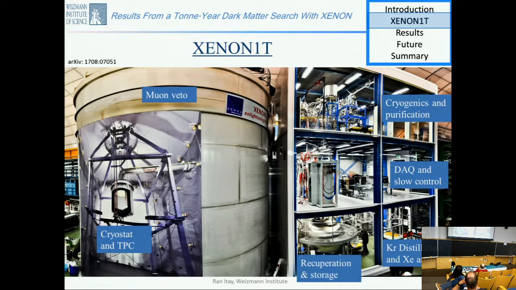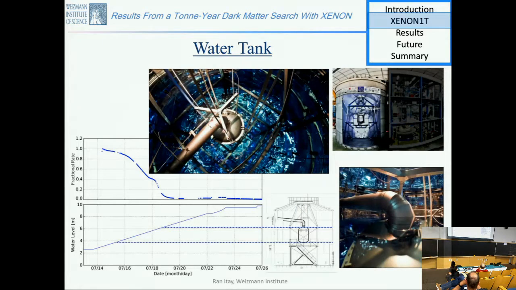On the top floor, we have the cryogenics and purification, DAQ and slow control, recuperation and storage of xenon, ReStoX if you read about it, and krypton distillation and xenon analytics. So let's talk about the water tank. The water tank serves as a passive neutron veto and as an active muon one. We can see that once we fill water above the level of the cryostat itself, the fraction of events, normalized to when there is no water at all, drops from roughly 1 to 0.